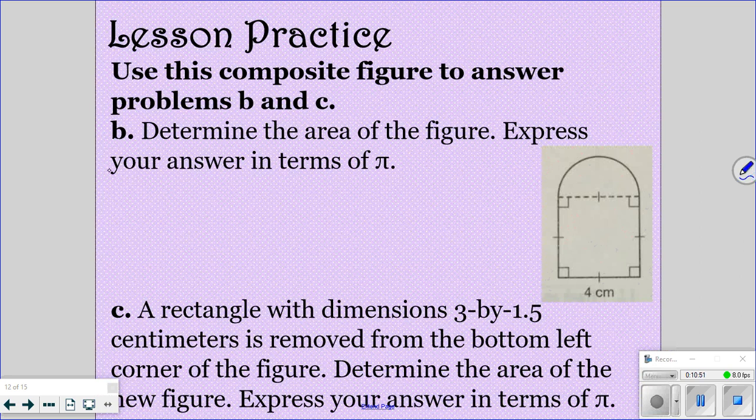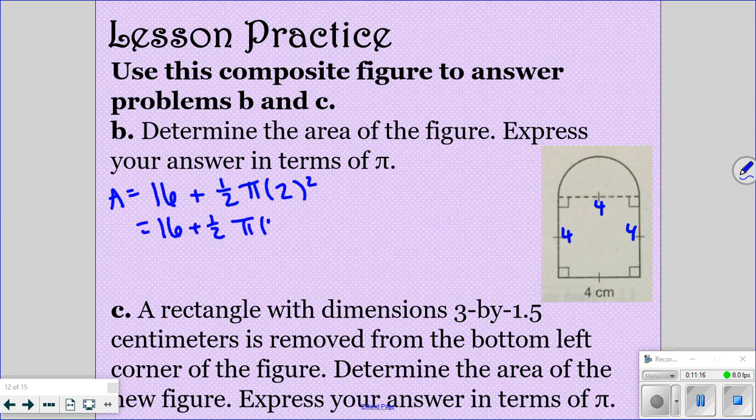So we wanted to find the area and express it in terms of pi. So this is a square here. So the area of it is going to be 16 because it's 4 times 4, or 4 squared. And then 1/2 pi r squared. The diameter is 4, so the radius is 2. So we're going to have 1/2 pi times 4. So half of 4 is 2. So 16 plus 2 pi. And then the units are centimeters squared.